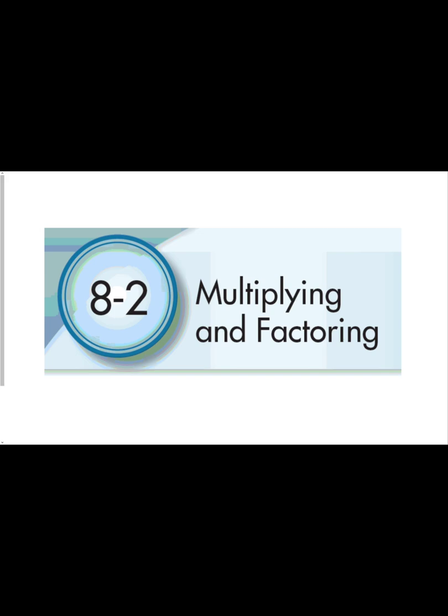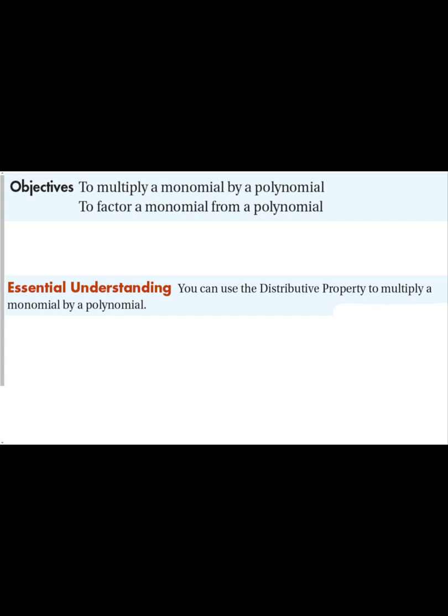8-2, multiplying and factoring. So our objective for this section is to multiply a monomial by a polynomial, and then to factor a monomial from a polynomial. And our essential understanding is that we can use the distributive property to multiply a monomial by a polynomial.